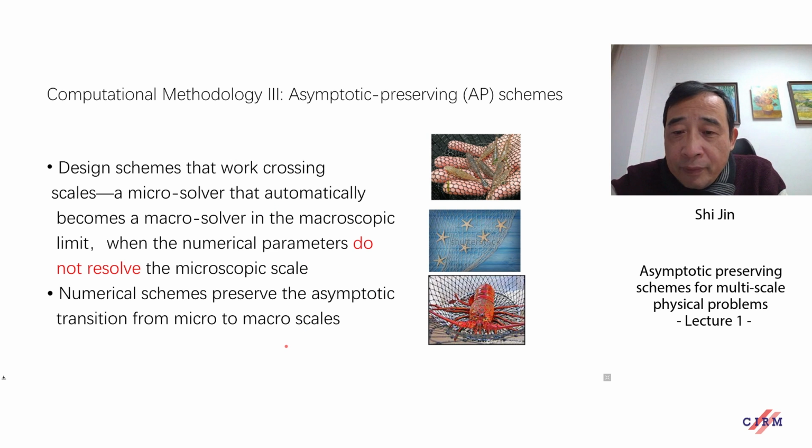So essentially, why is it called asymptotic preserving? Because I want a numeric scheme to preserve the asymptotic transition from micro to macro. That's why we need to study the mathematical transition between these scales, which guides our design of numeric schemes.